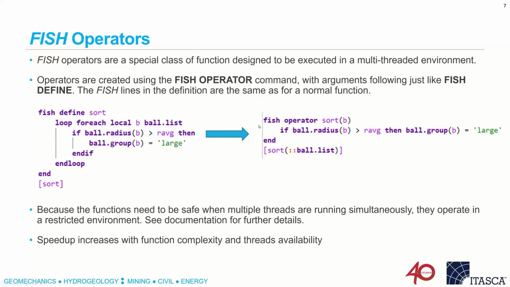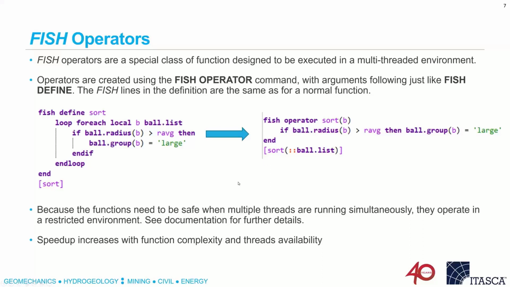Now we can replace this FISH function by a FISH operator that will operate on an element of the list. It will do the same operation: if the radius is larger than a value, then assign it the group large. This new FISH operator can be called using list splitting over the entire list of balls and assign the group. It will perform the same operation in a much more concise and much faster way.